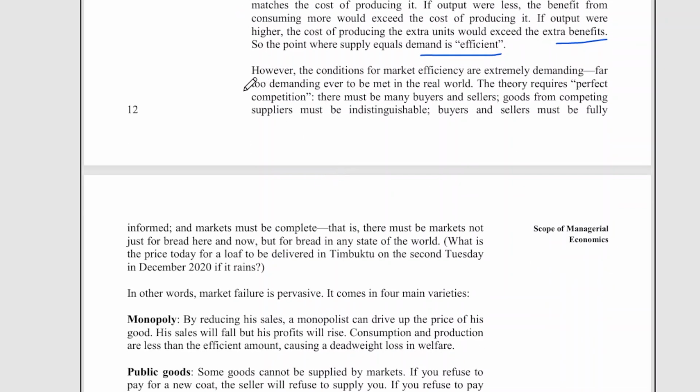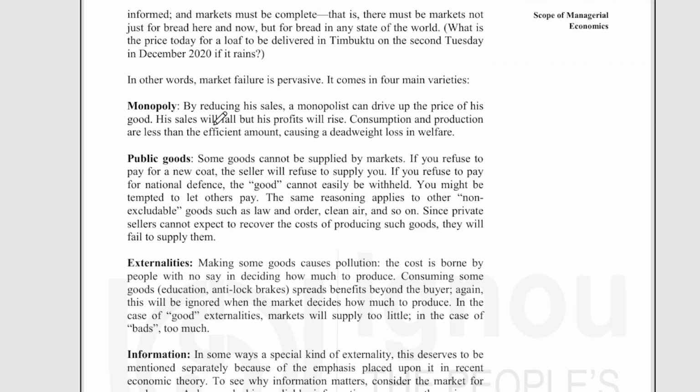However, the conditions for market efficiency are extremely demanding, far too demanding ever to be met in the real world. The theory requires perfect competition. There must be many buyers and sellers. Goods from competing suppliers must be indistinguishable. Buyers and sellers must be fully informed, and markets must be complete. That is, there must be markets not just for bread here and now, but for bread in any state of the world. And what is priced today for a loaf to be delivered to Timbuktu on the second Tuesday? So that is the example.